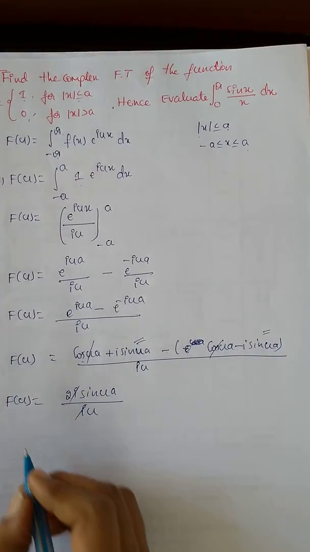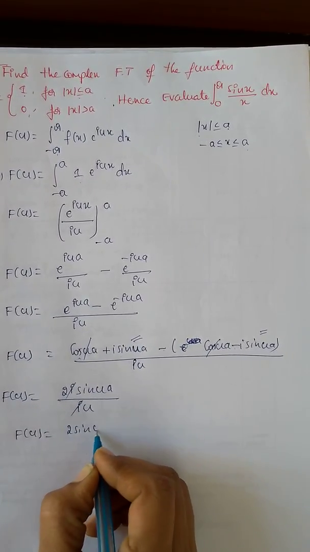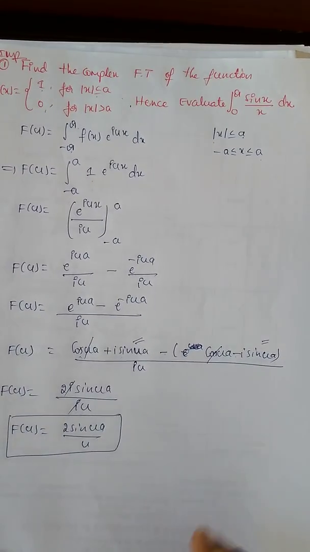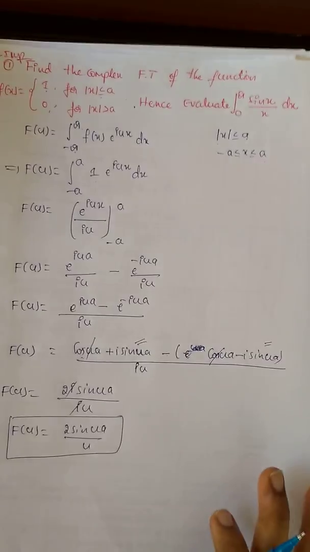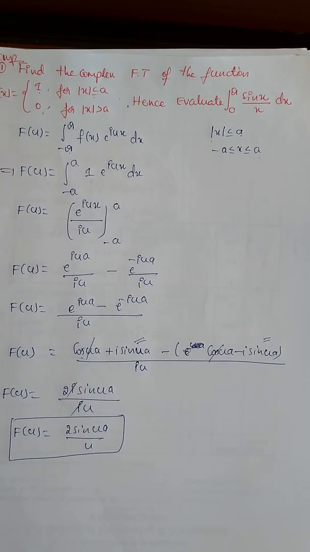Here the i term gets cancelled. F of u, we get 2 sin ua by u. This is the Fourier transform. Okay, this is the first part of the problem. Suppose in the exam they are asking just to find the Fourier transform or complex Fourier transform or infinite Fourier transform.